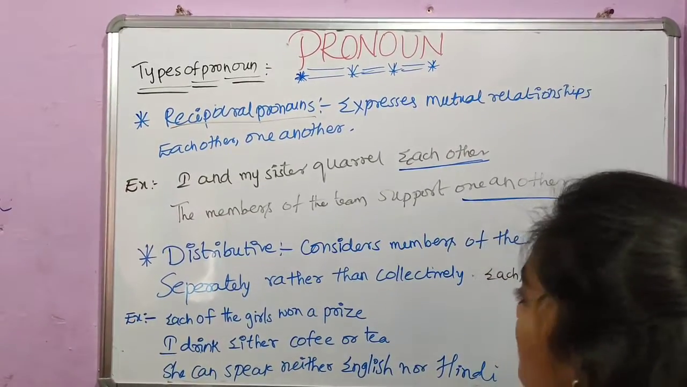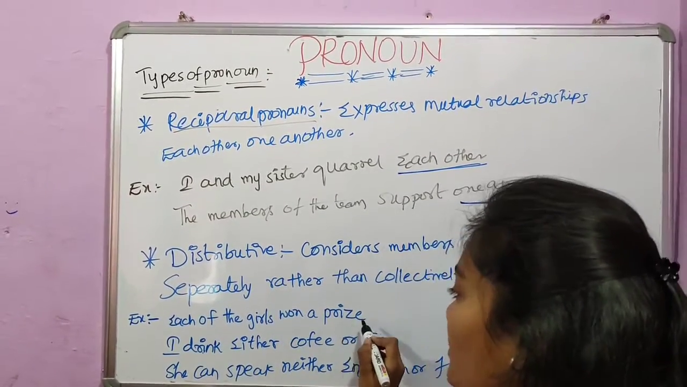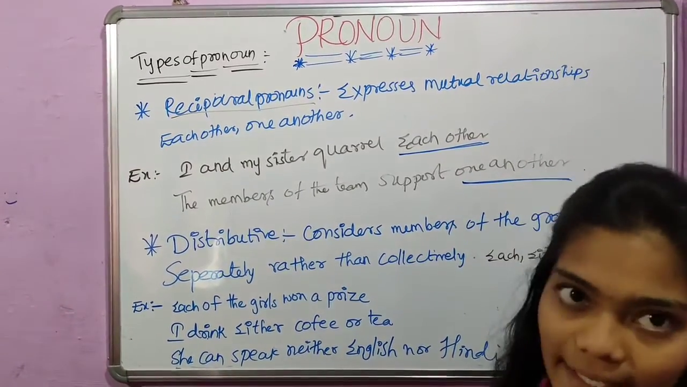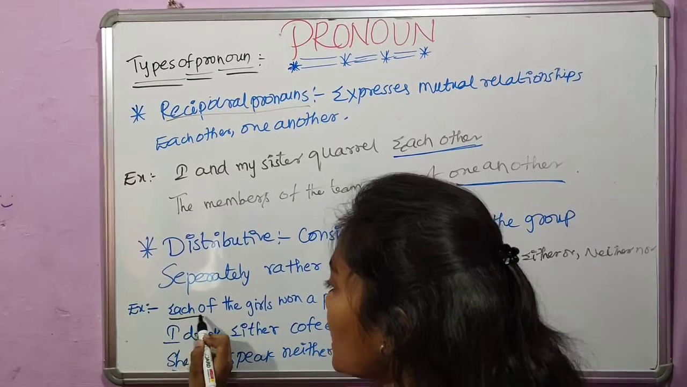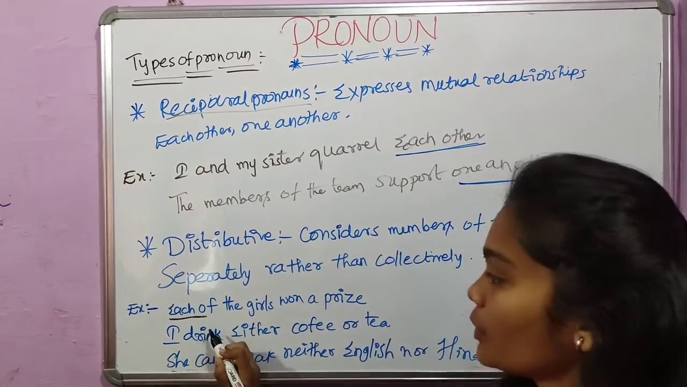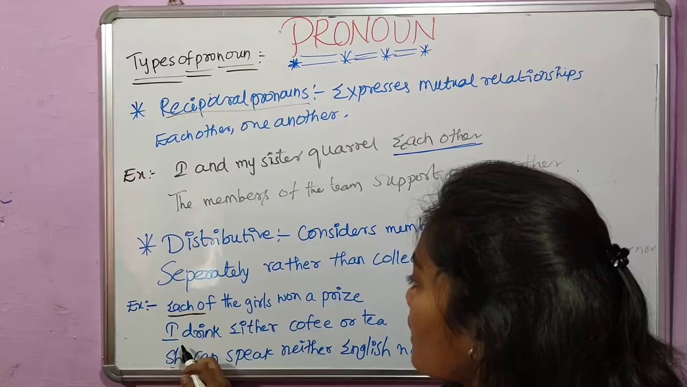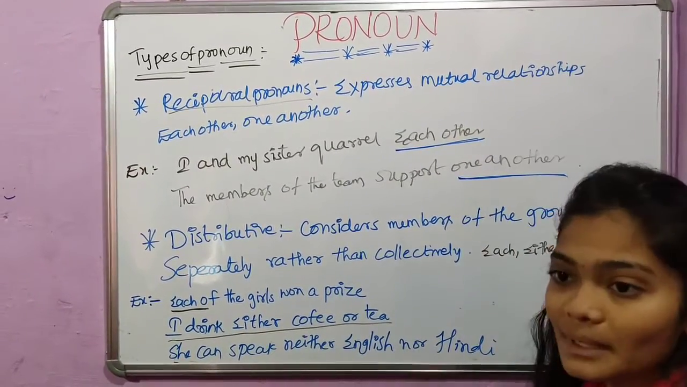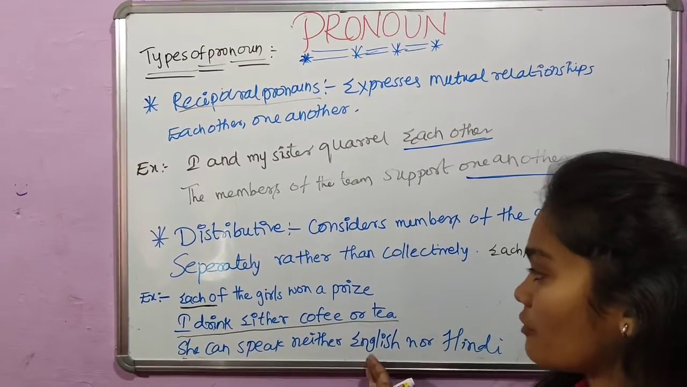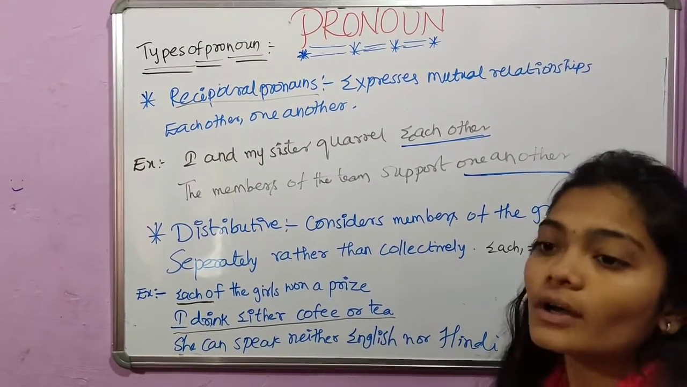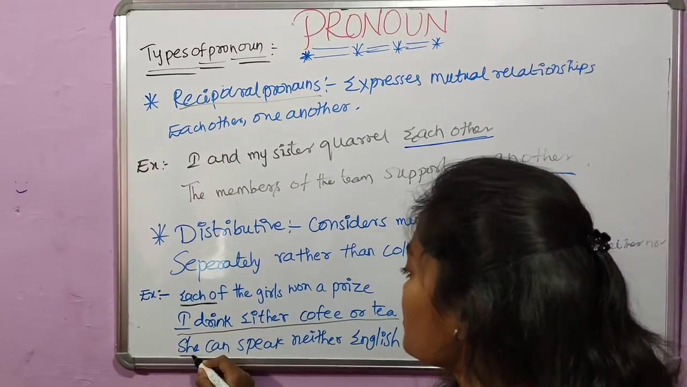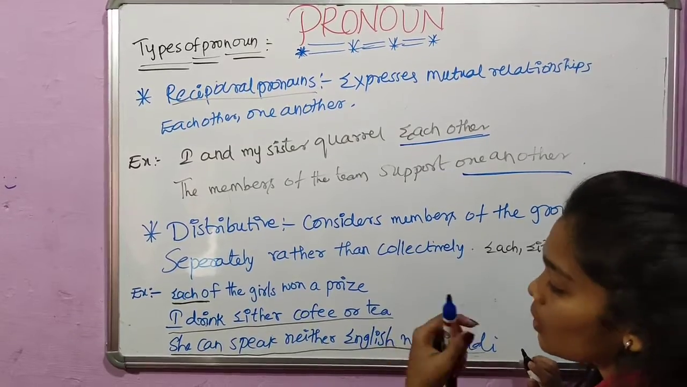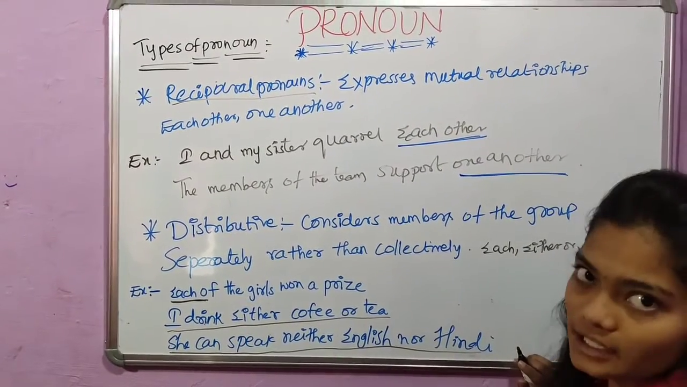Here, each of the girls won a prize. Here there are many girls, but you are considering them separately by using the pronoun each. So it is a distributive pronoun. If you observe this sentence, I drink either coffee or tea. That means I drink any one of it. That means I drink either coffee or else tea. And if you observe this sentence, she can speak neither English nor Hindi. That means she cannot speak Hindi as well as English.